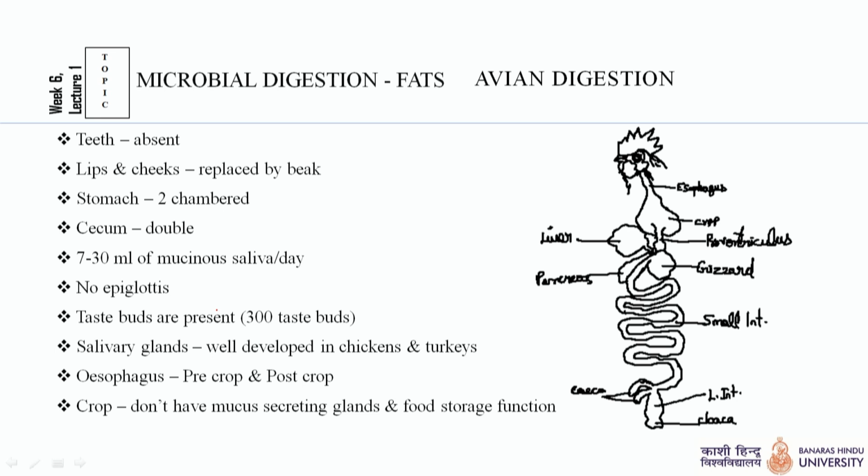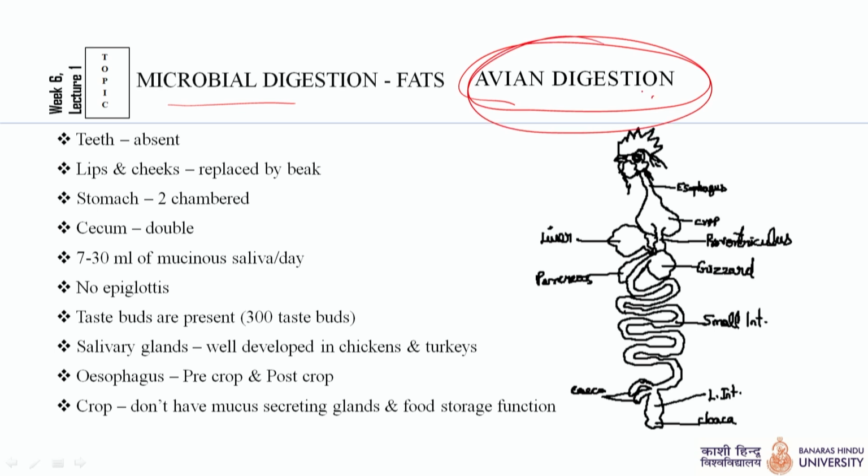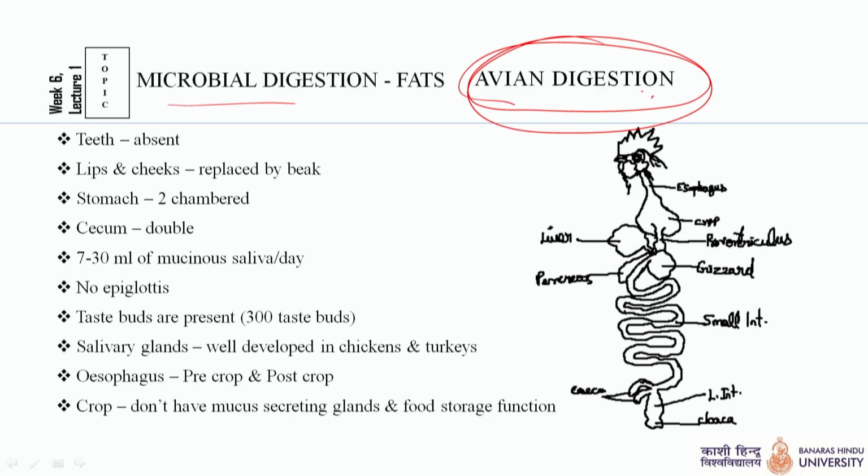Then next we'll move on from microbial digestion to avian digestion. I told you we are not going to touch all the aspects of avian digestion, only the important differences you need to know related to digestion. I'll stress on that. First, avian means birds. The teeth are absent in a bird, and instead the lips and cheeks are replaced by the beak. Here you can see this is a beak.